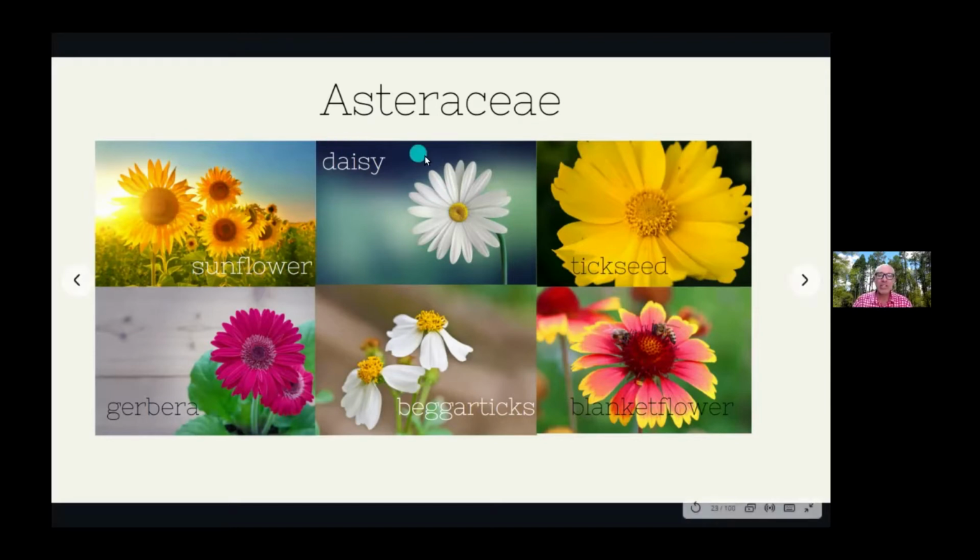And Asteraceae, A-C-E-A-E, that's a suffix that is assigned to indicate that what we're talking about is a family of plants. And the Asteraceae includes sunflowers, all the different sunflowers, daisies and all the different daisies, the tick seeds, the gerberas or gerberas, or however you want to say it, bidens. Some of you might even know the scientific name for beggar's ticks is bidens, and blanket flower or gaillardia. These are all in the Asteraceae. Can you see this? Can you see how these are all related, just like all of our cats are related?